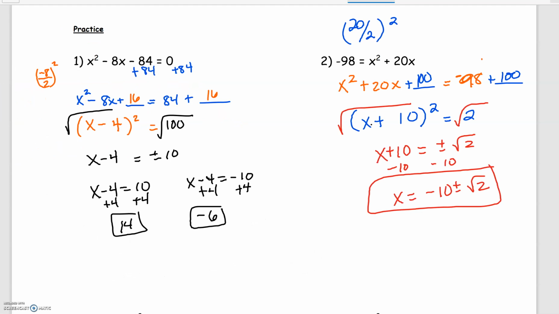All right, so I just went ahead and rewrote this with my negative 98 on this side, but we do already have a spot open and ready for our 100, and that is our b, 20 divided by 2 squared. That's where I got that 100, and we add that to both sides, and then we factor this. So this ends up being an x plus 10, or x plus 10 squared, and then we square root both sides, and then we subtract that 10, and then we cannot simplify or add negative 10 in the radical. So there's our final answer.